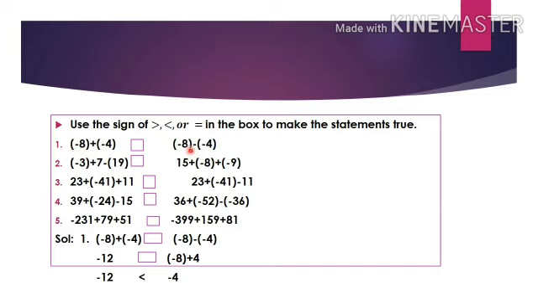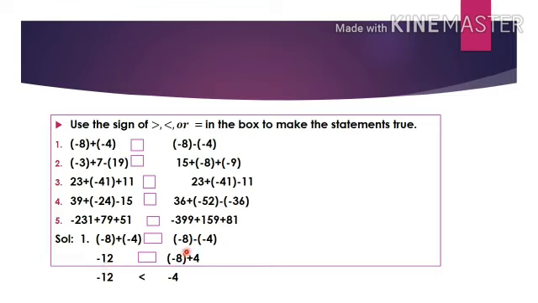Now we can calculate the first question. Minus 8 plus minus 4. Minus 8 and minus 4 are examples of negative integers. Then how can we calculate? We add the numbers and put the negative sign. 8 plus 4 is 12 with a negative sign. We get the answer minus 12.